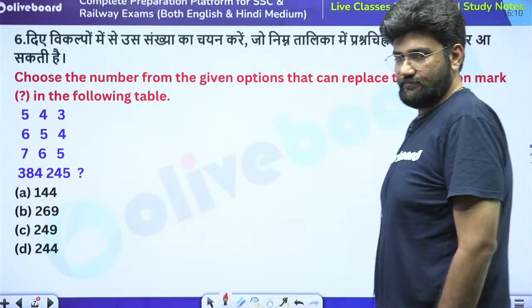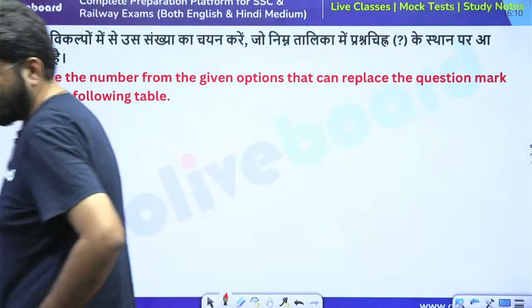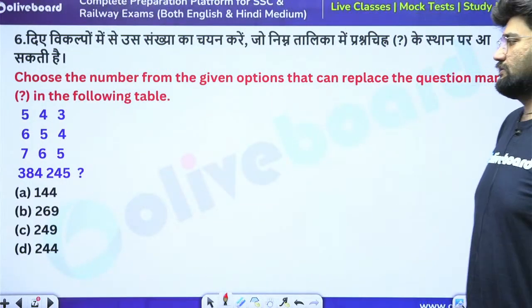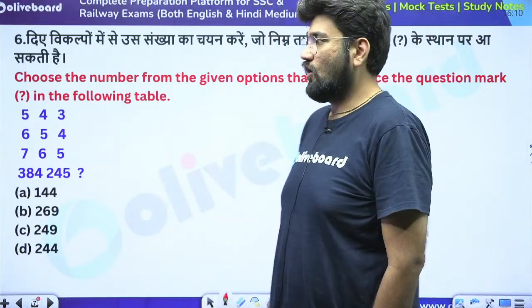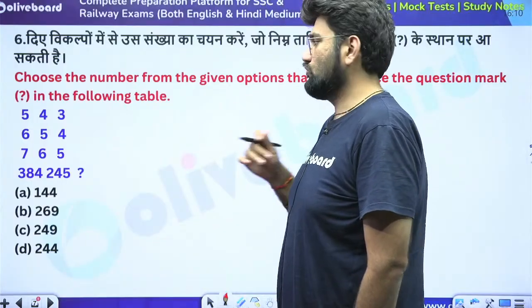Basic numbers. Students have almost stopped practicing this particular topic. But nobody has said that they will not ask it. They may ask it now in tier 2 or anywhere in future. So just keep in touch with this also.